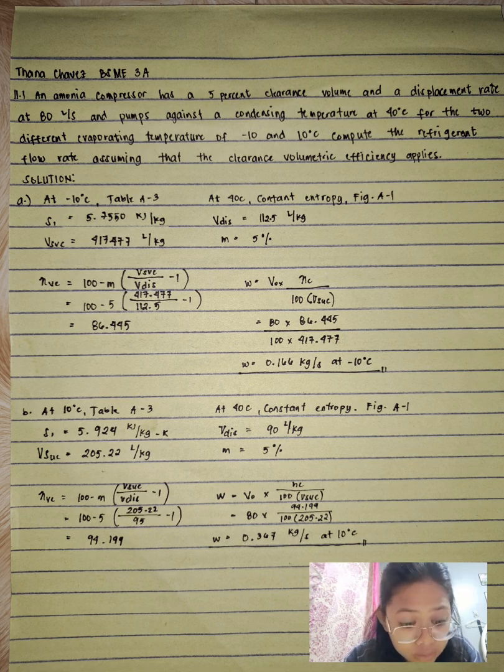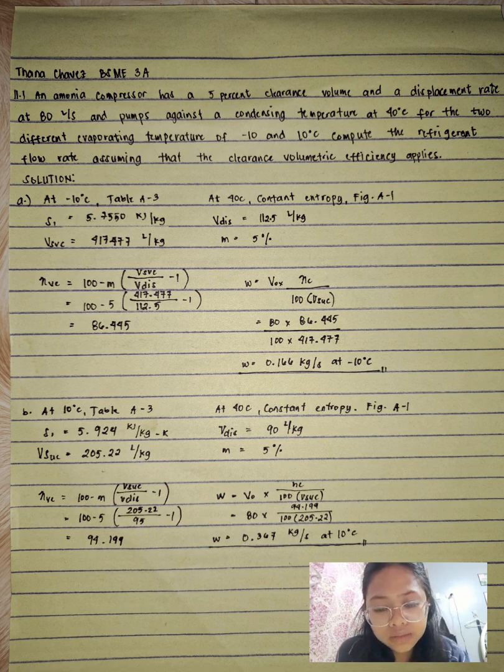So first the solution: 100 minus m multiplied by V suction over V discharge minus 1. To simplify that, 100 minus 5 multiplied by 417.477 over 112.5 minus 1, and the answer is 86.445.